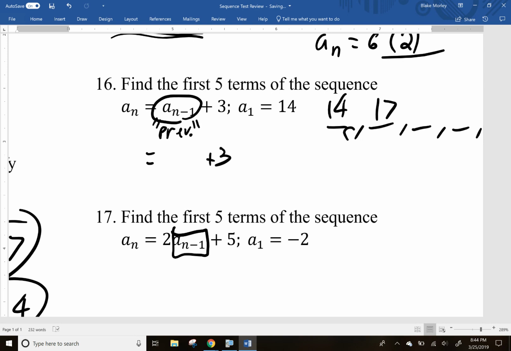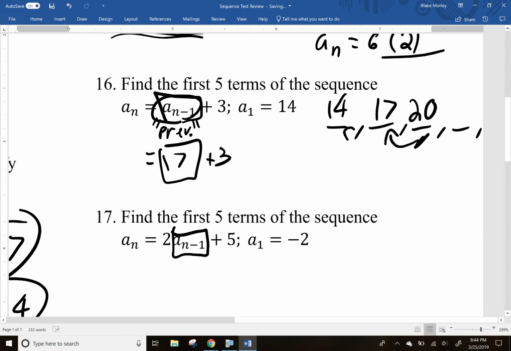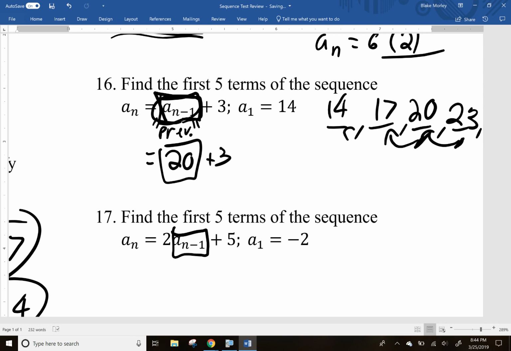So now, if you want to find the third term, you have to plug in the previous term, which was 17. So I'm going to put 17 in that space now. So it's going to be 17 plus 3. 17 plus 3 is 20. And if I want to find the term after that, I ran out of space there. If I want to find the term after that, I plug in its previous term. So I'm going to plug in 20 into this space now. So it'll be 20 plus 3. 20 plus 3 is 23. And then you do that one more time and you get 26. And that finishes the sequence.